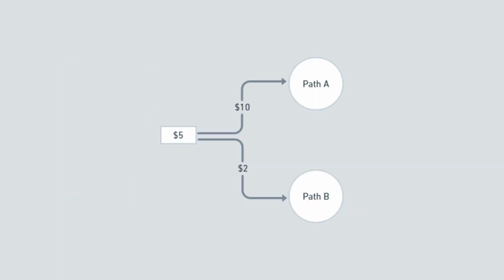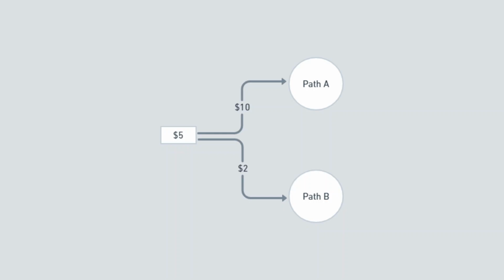So let's say you have $5 and you're walking down a road, and that road splits into two paths, right? You have path A, and then you have path B. Now to enter path A, you need $10. To enter path B, you need $2. And now you have $5. So which one can you choose?